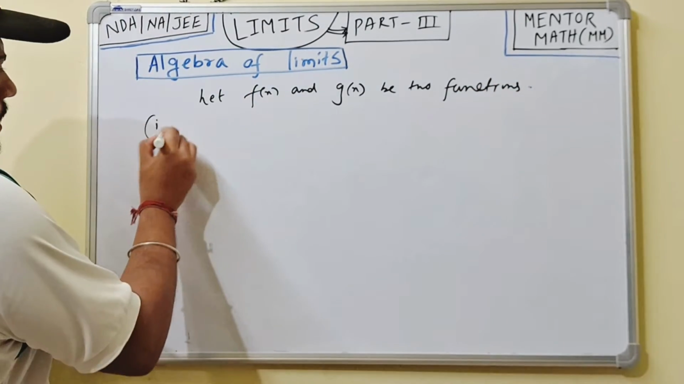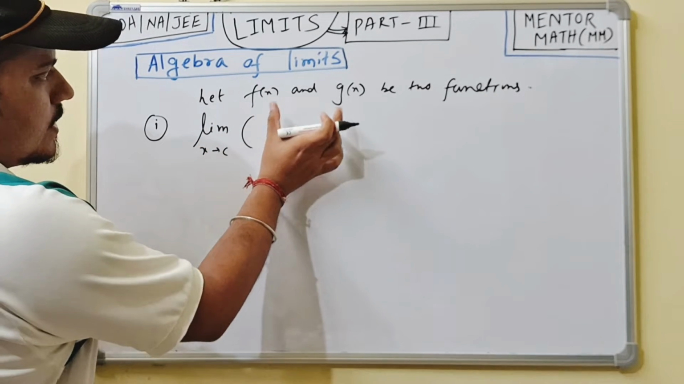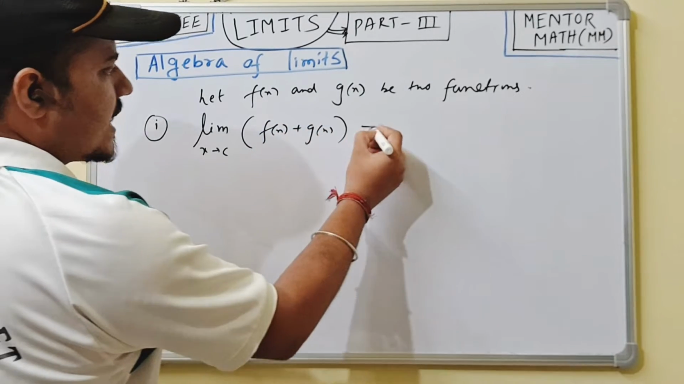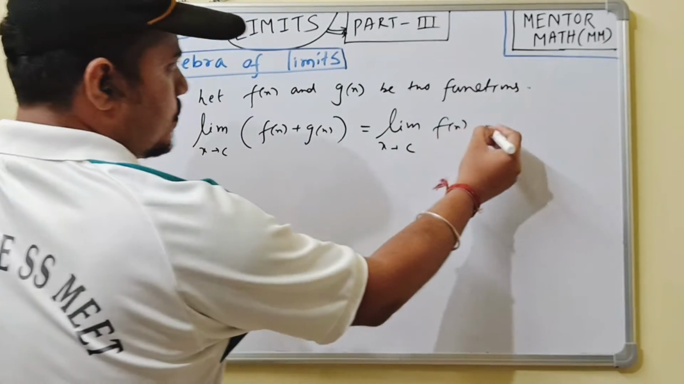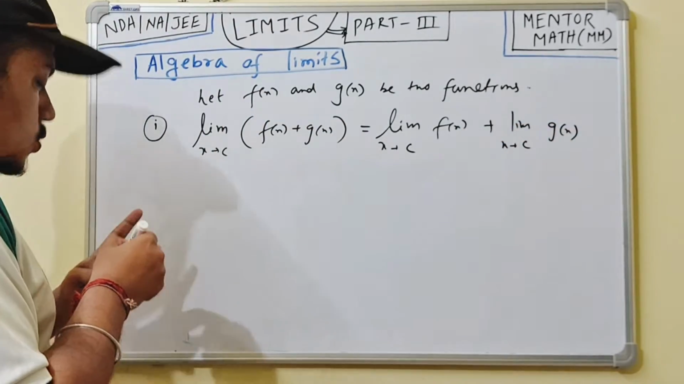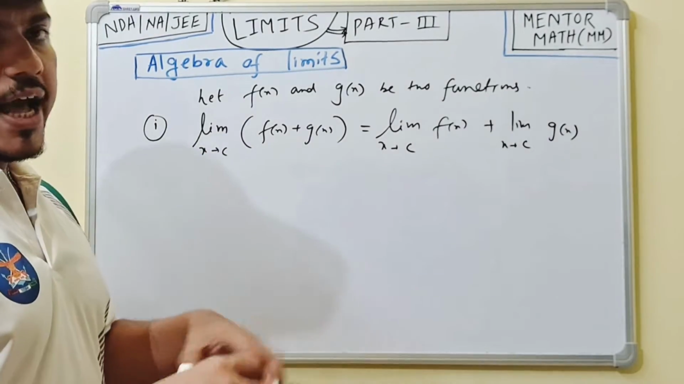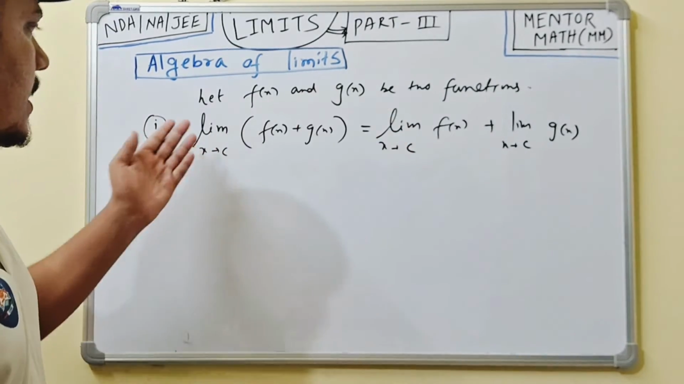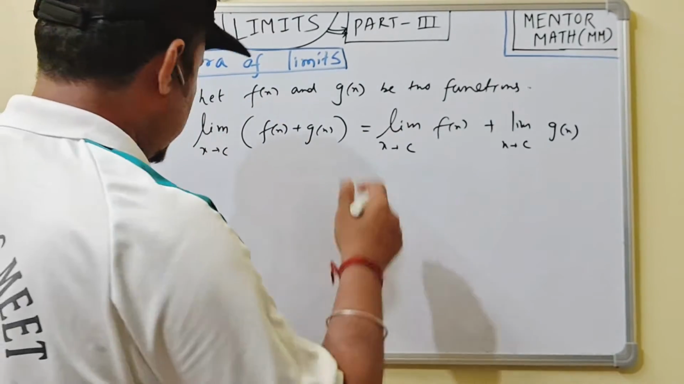Number one, if x tends to some c and we add them and then apply the limiting value, we can write limit x tends to c of f(x) plus g(x), and separate it as limit x tends to c of f(x) plus limit x tends to c of g(x). This is regarding addition: if we take the sum of two functions, you can find the limiting value of the sum.